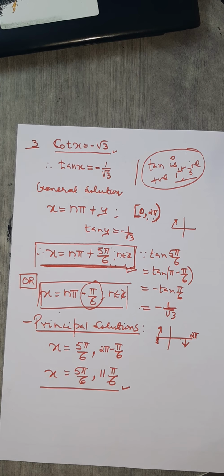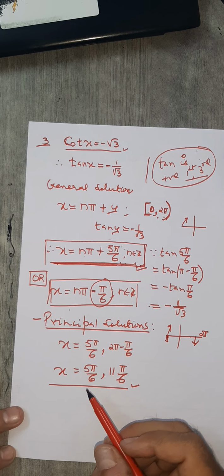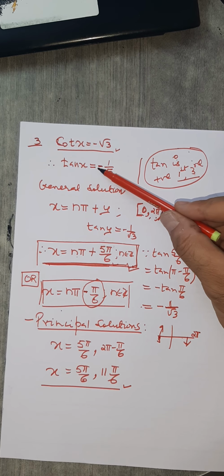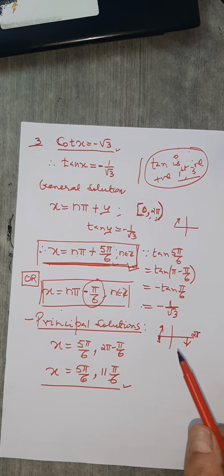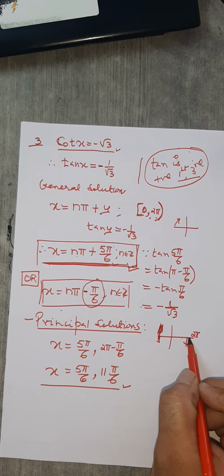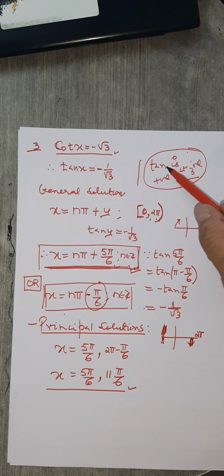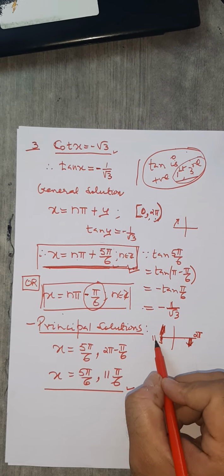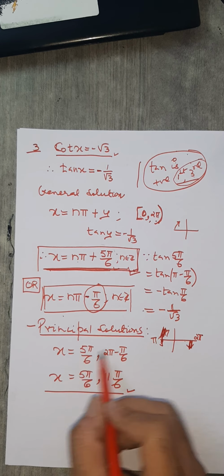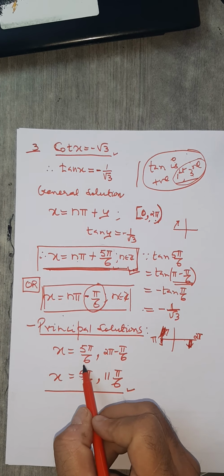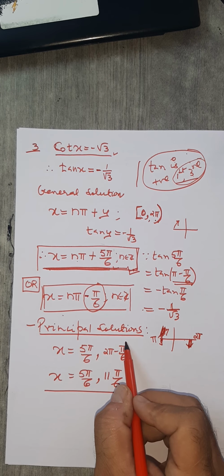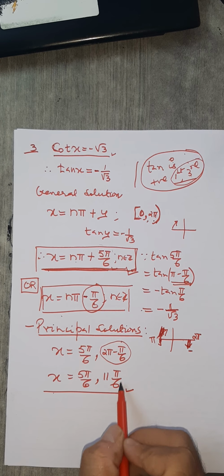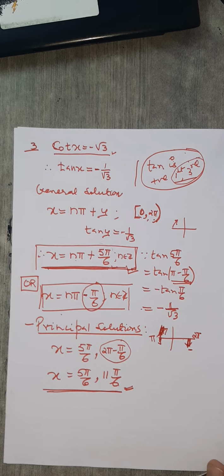I repeat, how I got this. First you look at the quadrant of tan. Now tan is negative here. That means x should be in which two quadrants? Second and fourth. Fine. Because tan is positive in which two quadrants? First and third. Now second quadrant means what? Pi minus something, which you already have here, 5π/6. And fourth quadrant means what? 2π minus something, that's the fourth quadrant. So 11π/6. These are the two principal solutions.